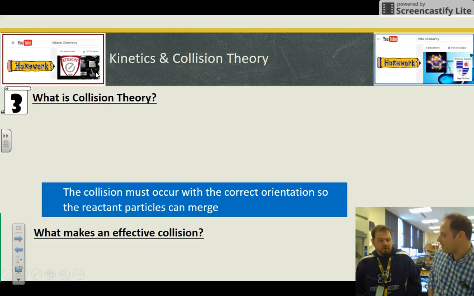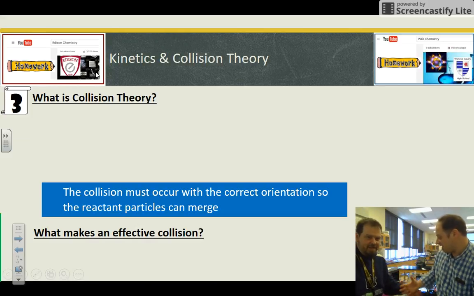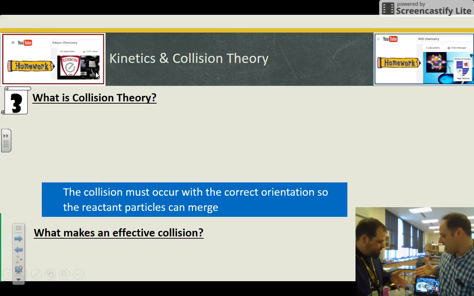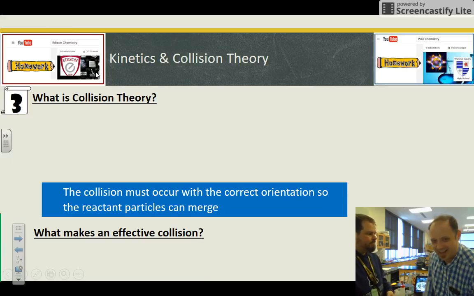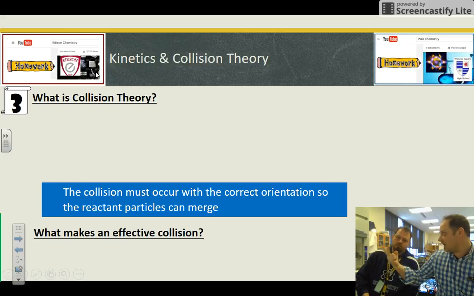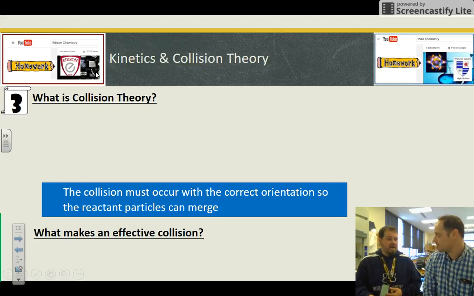And then the correct orientation. This is really not a handshake. You've got to come in the right way. So again, not the right orientation, you might have a lot of energy, but it's not really a good handshake. You've got to have all 3: collision, energy, orientation.